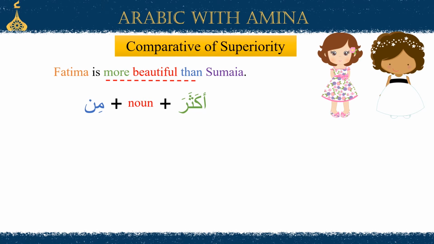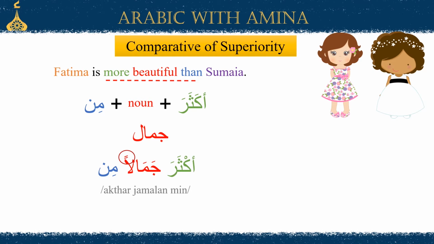So the adjective of beautiful would be جميلة, but we are not using the adjective, we will be using the noun. So the noun of beautiful is beauty or جمال. Now we are going to put this into our formula of أكثر plus noun plus min. And we end up with أكثر جمالا من, more beautiful than.